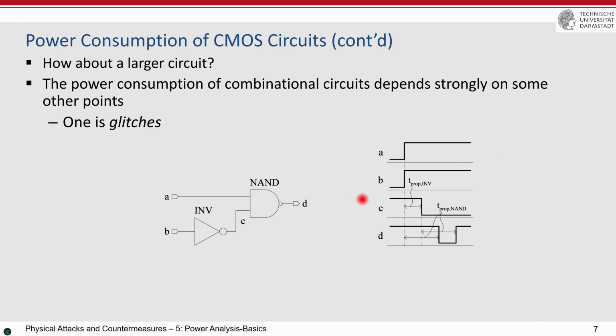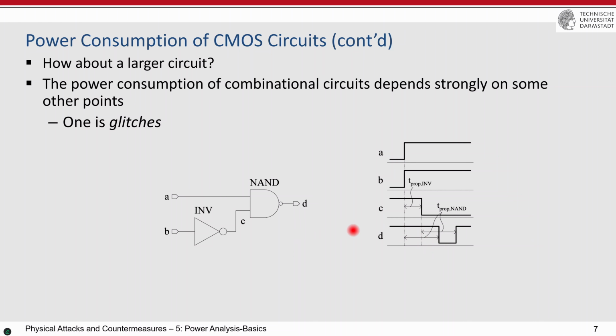And if you want to follow this, you can see that, okay, C has a delay. For example, it's called delay or propagation time of the inverter. You see the inverter has the input 0, and then the input changes at this point in time to 1. And then it takes some time, the propagation delay of the inverter, till the output becomes valid. But now the NAND gate has also a delay.